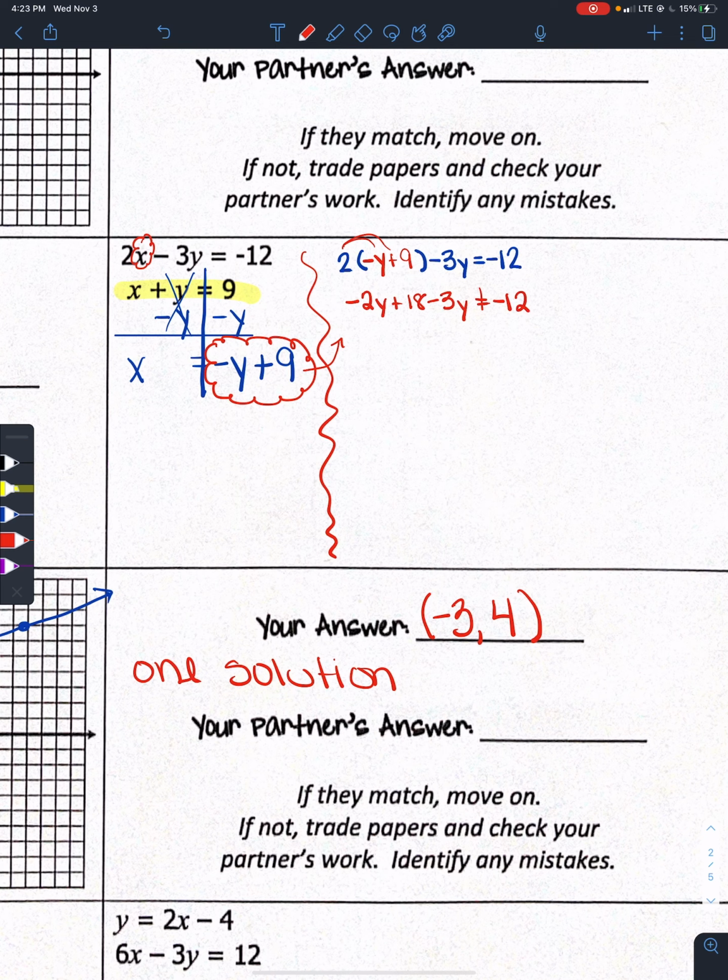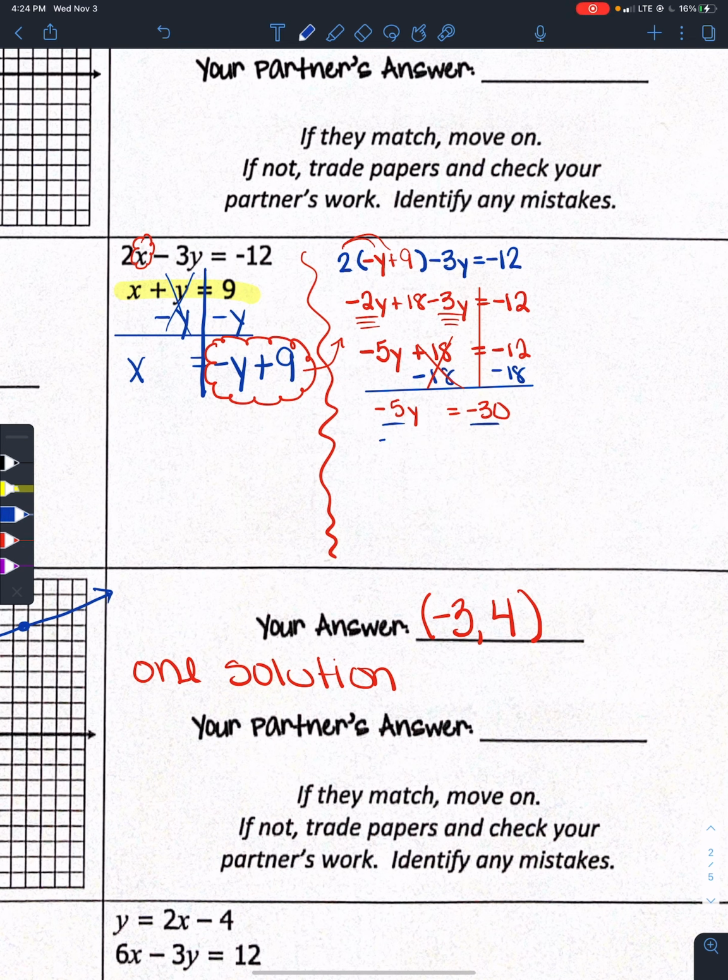On the left side of the equal sign, I look to see if there's anything I can combine. So I can do negative 2y and negative 3y. That gives me negative 5y plus 18 equals negative 12. All right, still trying to get y by itself. So I'm going to subtract 18 from both sides. And I have negative 5y, these cancel out, equals negative 30.